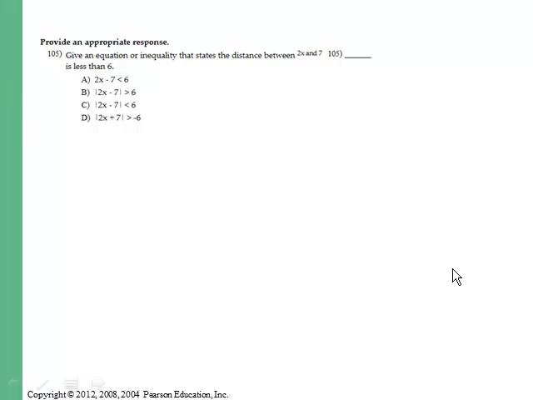First of all, we want to know what is the distance between 2x and 7 that it's less than 6. So the distance from 2x to 7 is less than 6. The only one that fits that is letter C, because remember, it could be negative 6.